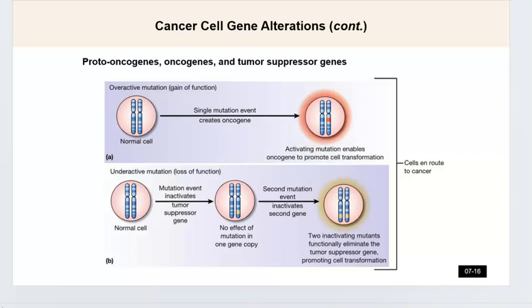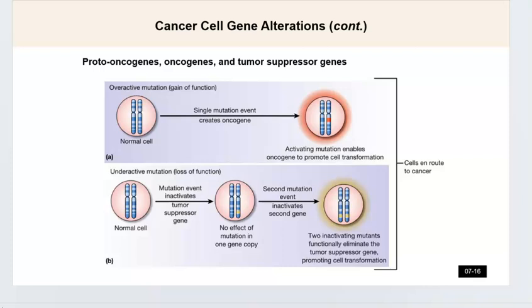This is figure 7.5 in your book, and this is showing, again, that we have these two major groups of genetic mutations that will help progress a cell to malignancy. So A, a proto-oncogene within a normal cell is mutated and it turns into an oncogene. So an oncogene has been created. The oncogene produces excessive and unregulated cell division.